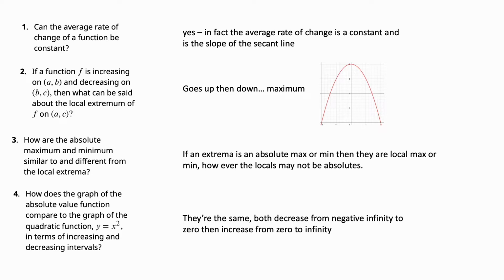How does the graph of the absolute value function compare to the graph of y equals x squared in terms of increasing and decreasing? They're identical. Absolute value decreases from minus infinity to 0 and then increases from 0 to infinity. y equals x squared decreases from minus infinity to 0, increases from 0 to infinity.